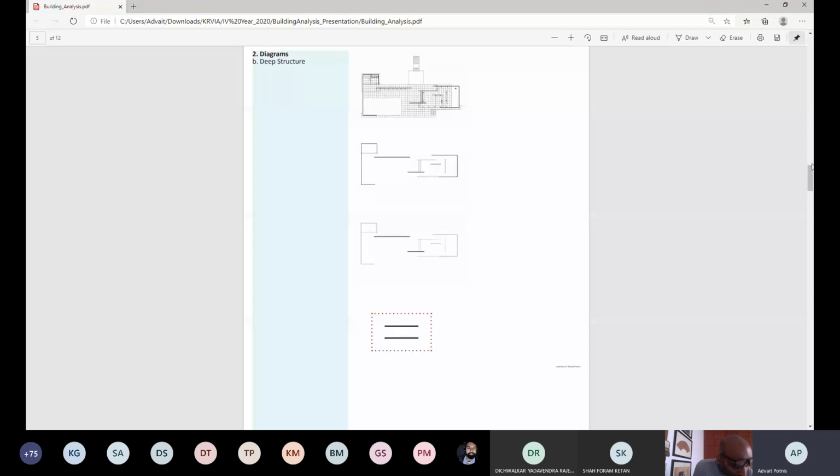But we have kept one slide for that. So if you find, you can add to that, or you can replace it.